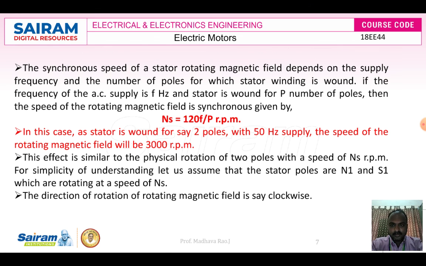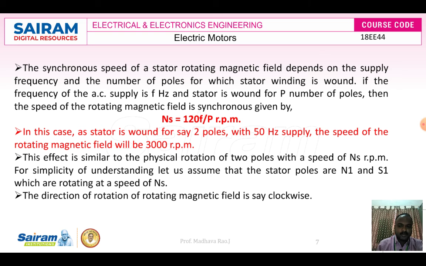Here we can also see, for a two-pole synchronous motor, what is the synchronous speed? The synchronous speed formula is Ns = 120f/P, where P is the number of poles and f is the supply frequency, measured in hertz. If we consider a two-pole synchronous generator with 50 Hz supply frequency, then the speed will be 3000 rpm. So this effect is similar to physical rotation of the two poles.